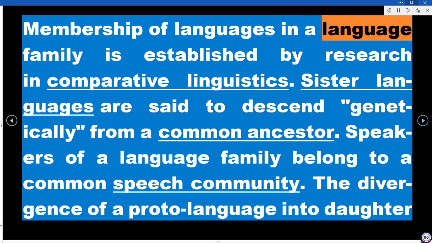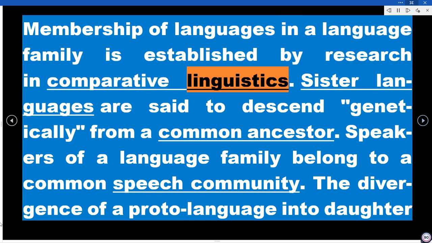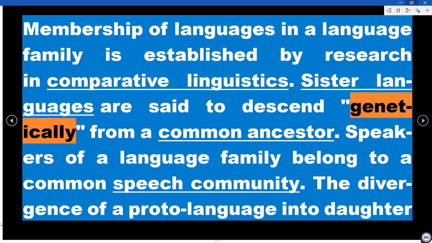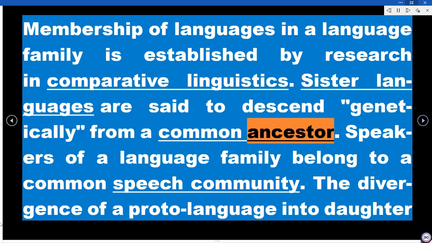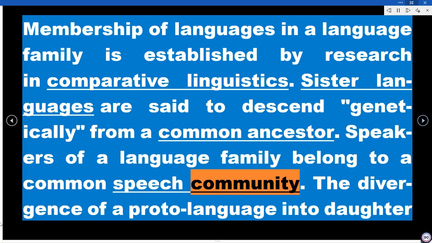Membership of languages in a language family is established by research in comparative linguistics. Sister languages are said to descend, genetically, from a common ancestor. Speakers of a language family belong to a common speech community.